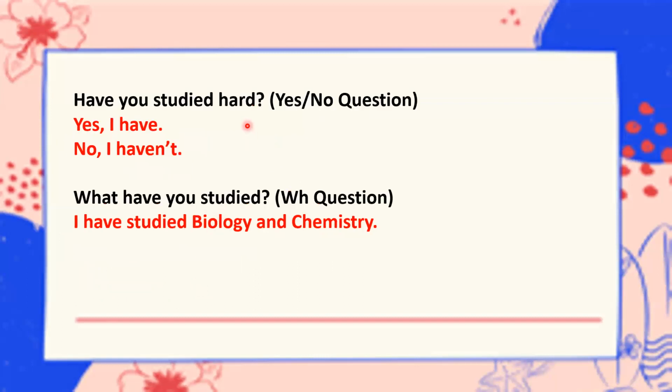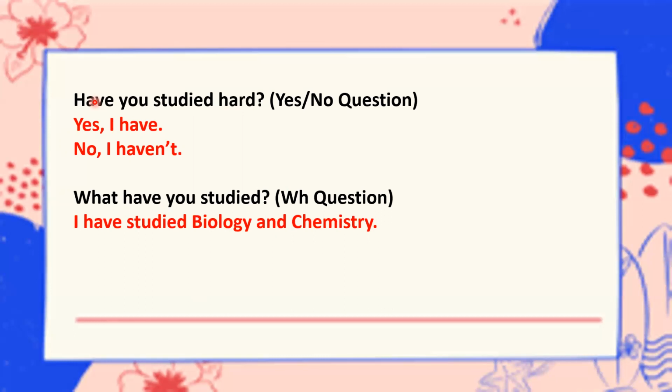So here, how can I form a question? Yes or no question? How can I form a yes or no question? You have to begin your question with an auxiliary verb or helping verb. Our helping verbs in such a tense are have or has.